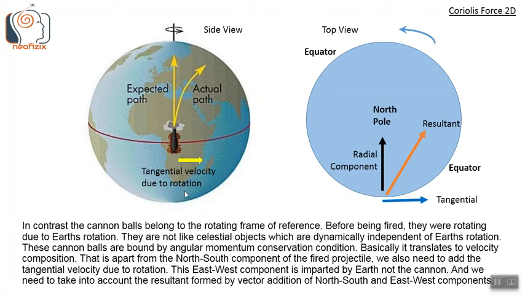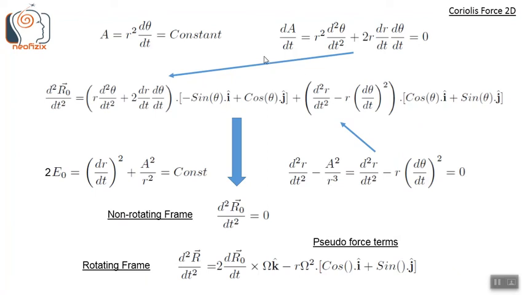So let us now consider the angular momentum conservation. In this expression, we have dropped the mass term, or we can simply consider that we are working with unit mass. So we simply define the angular momentum variable A as r square d theta by dt without mass m. So A equals r square d theta by dt. It is a constant. This angular momentum conservation we are considering in the inertial frame. That is, r and theta are calculated in the inertial frame.